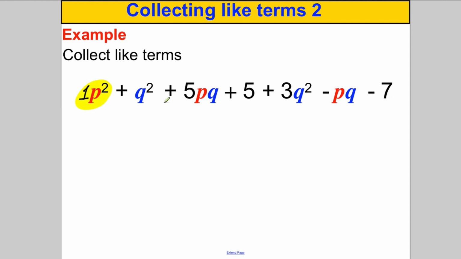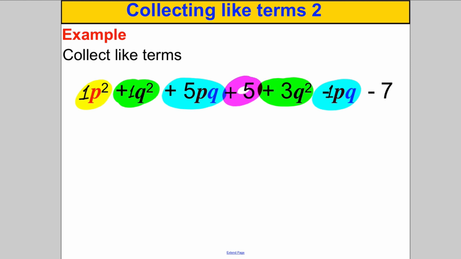That's the only p squareds I've got, so I'm going to move on to q squareds. I've got positive q squared there, which is really a positive 1q squared. Oh, and look, I've also got a positive 3q squared there. Alright, then what have I got? Well, I've got positive 5pq, and I've got a subtract pq, which is really subtract 1pq. And I've even got another one here on the go. I've got a positive 5 and I've got subtract 7.